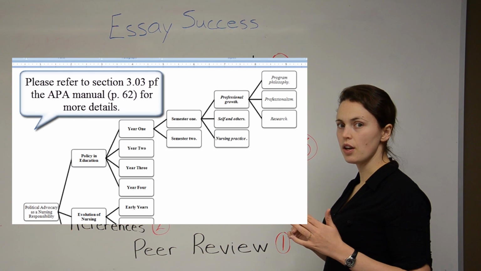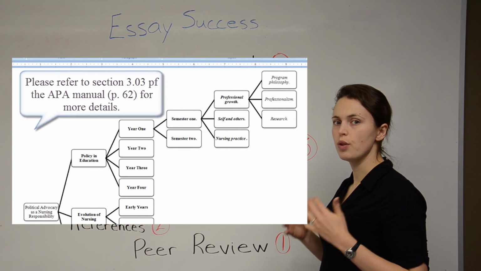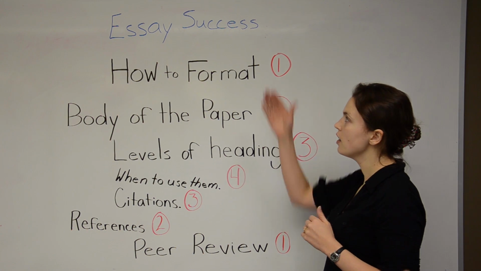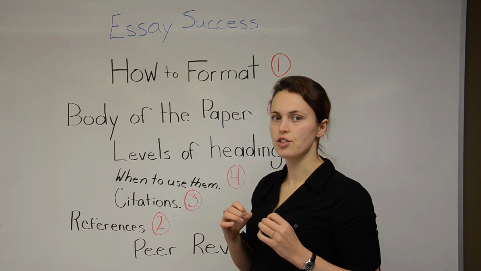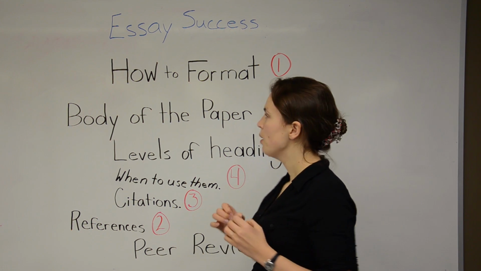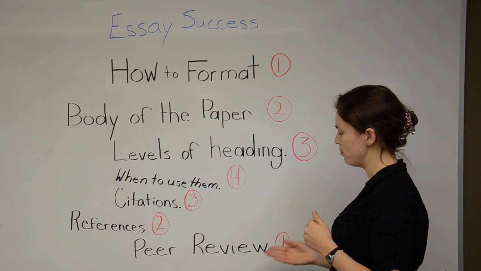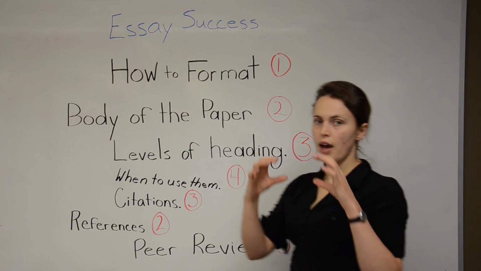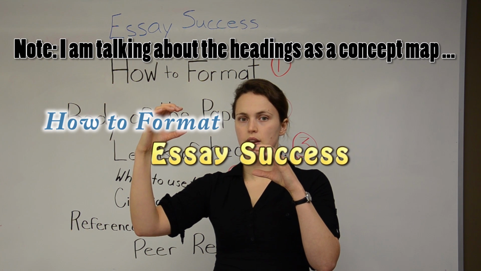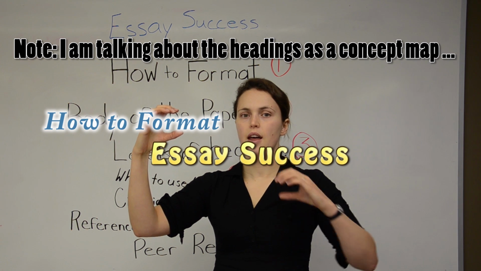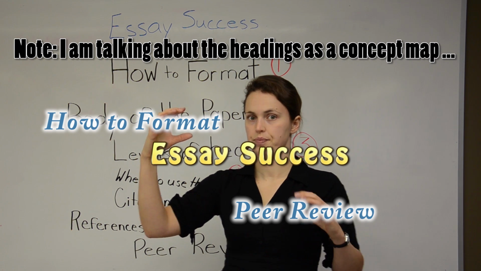In a previous video, I talked about thinking about levels of headings like you would a flowchart, where if the title of your paper was Essay Success, you would have different sections under that. One section might be how to format the essay. Another section might be peer review. So you would have Essay Success in the middle, one section over here would be how to format the paper, and another totally different section would be the peer review process.